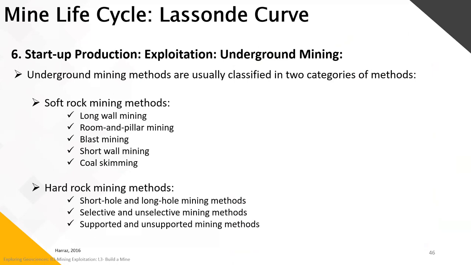Underground mining methods are usually classified in two categories: soft rock mining methods and hard rock mining methods. Soft rock methods are longwall mining, room and pillar mining, blast mining, short wall mining, and coal skimming mining. The soft rocks are the ones that are brittle and have a lower rheology. As for hard rock mining methods, for harder, higher rheology units they use short hole and long hole mining methods, selective and unselective mining methods, and finally supported and unsupported mining methods.